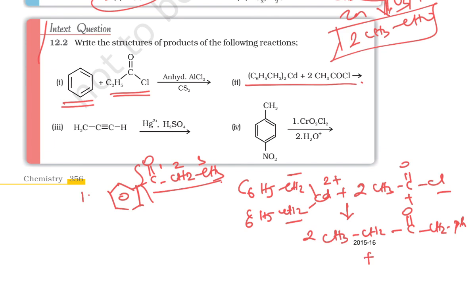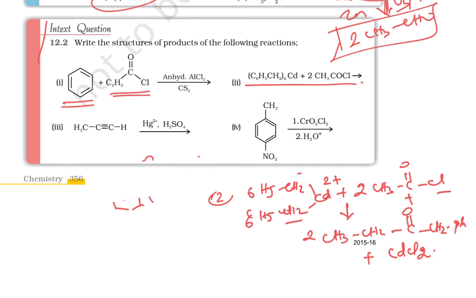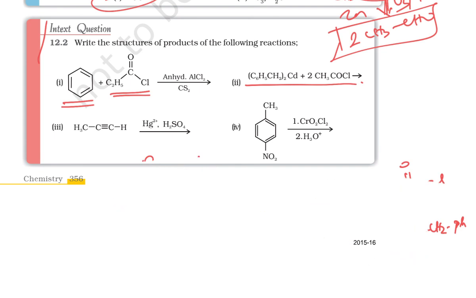Okay, your byproduct is cadmium chloride, clear? Right, this is your second reaction. So when it comes to the third reaction, what is there? I already told you, if I am taking ethyne in presence of HgSO4 and H2SO4, at that time I will get the aldehyde, but in case I am taking propyne or butyne, at that time I am able to get the ketone, right?